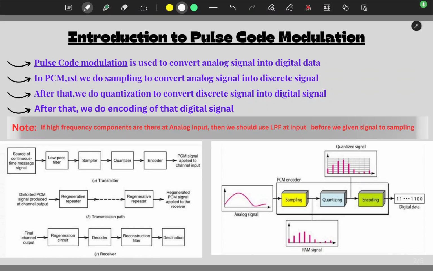Good morning, everyone. So, today our topic is pulse coded modulation. So, what is pulse coded modulation? Pulse coded modulation is used to convert an analog signal into a digital signal.